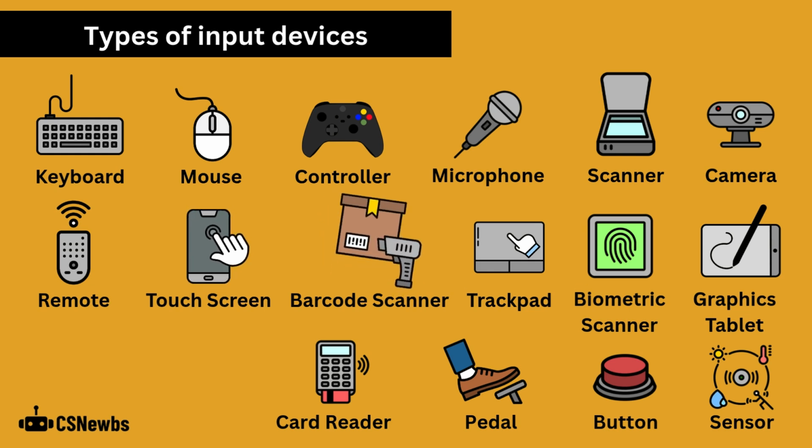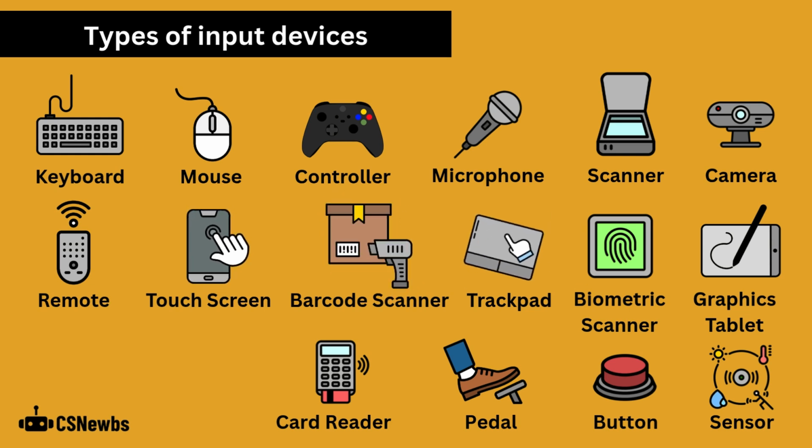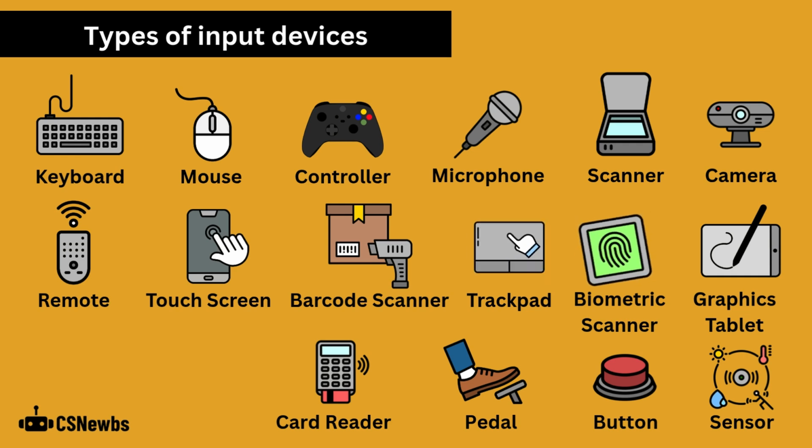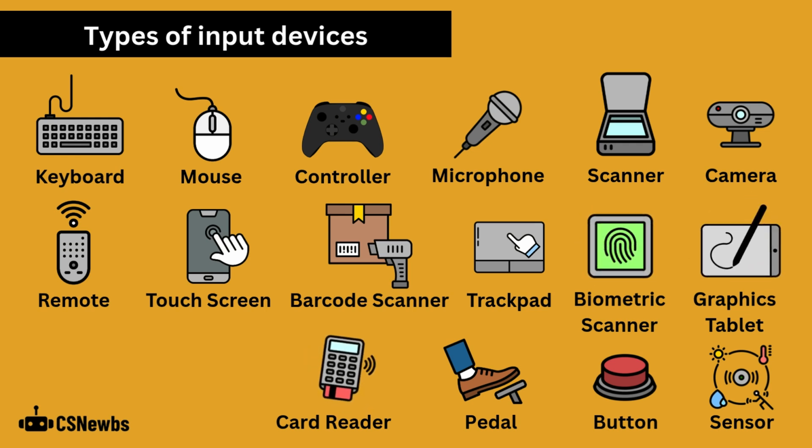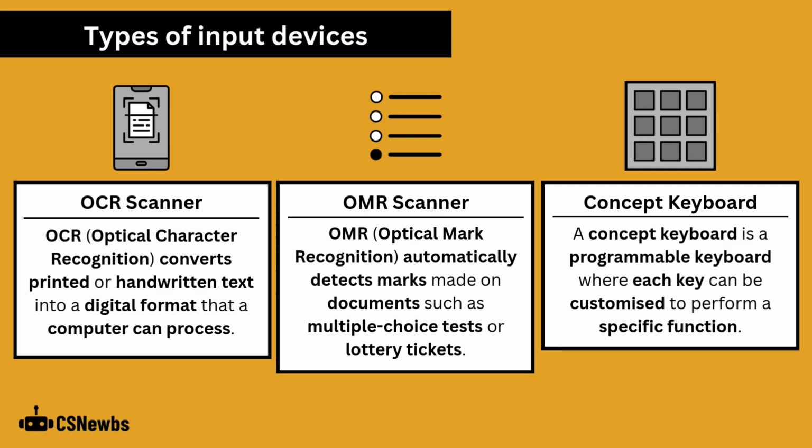barcode scanners, which read product barcodes, trackpads to detect finger movements on laptops, biometric scanners, verifying identity using features such as iris or fingerprint, graphics tablets to input drawings or sketches, card readers to read data from credit cards or debit cards, pedals to input via foot press, buttons to trigger a single command, and sensors to detect changes in environment such as light, sound, temperature.